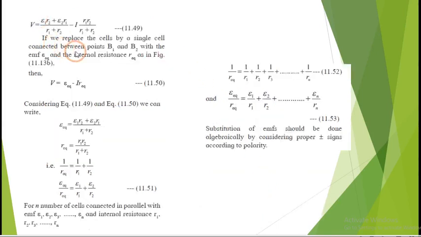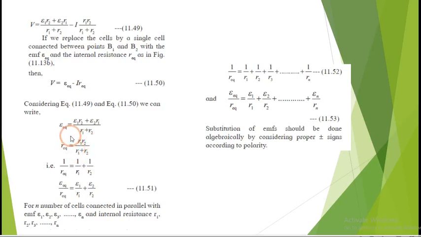Now as we all know, V is equal to epsilon minus IR, on an average we are taking. So epsilon is equal to epsilon 1 R2 plus epsilon 2 R1 divided by R1 plus R2. R equivalent is equal to R1 R2 upon R1 plus R2. Now this is the case when resistors are connected parallelly. Therefore it will become 1 upon R1 plus 1 upon R2.